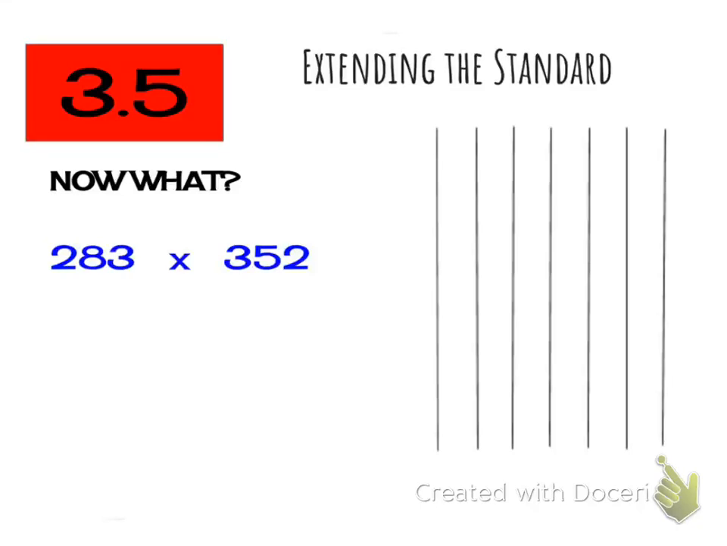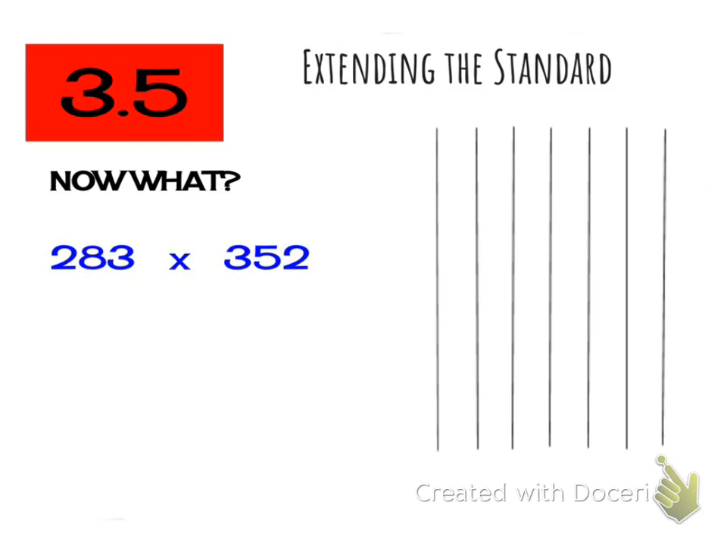Today we're going to move on to section 3.5 and extend the standard algorithm. Now you'll notice that the first problem, 283 times 352, is a 3-digit number times a 3-digit number. The most that we've multiplied by so far has been a 2-digit number. So what we're going to do now is see what happens when it becomes a 3-digit number. And then from there you'll be able to see what would happen every time we add another number that we're multiplying. So let's start by putting this problem into our lines so we can separate the place values and make it easier for us.